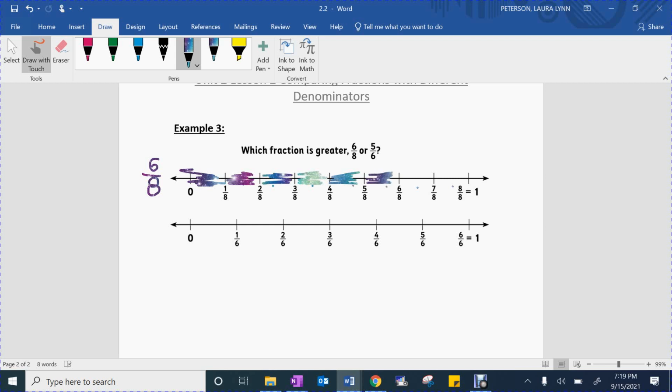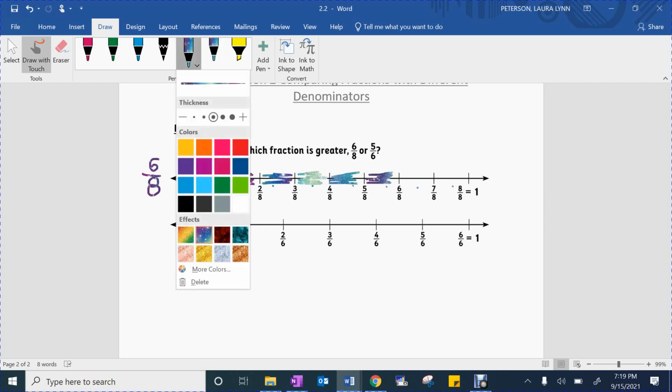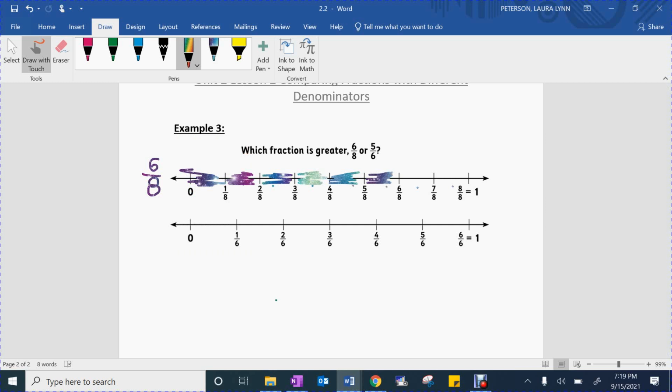Okay, very good. I need to change my color. Let's go rainbow color. Our next fraction in our problem is 5/6. So I write off to the side 5/6 of the second number line. The bottom of this fraction is 6, meaning there's 6 sections. 1, 2, 3, 4, 5, 6. The top number 5 means we're going to color in 5 of those sections.